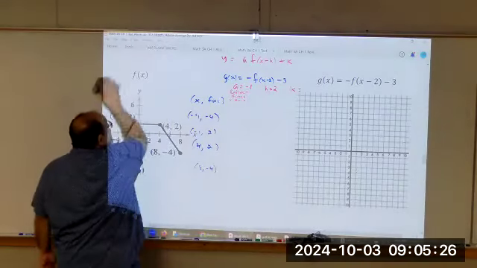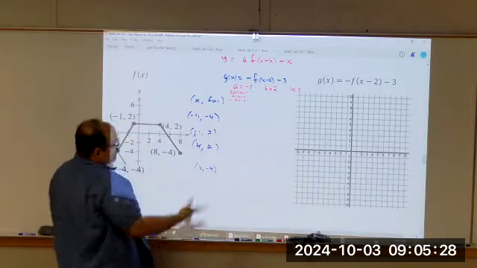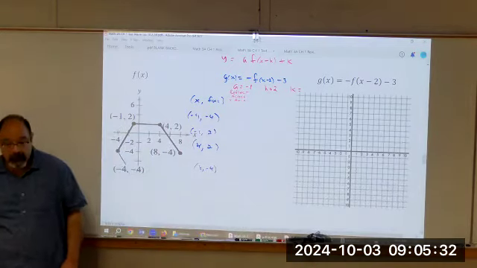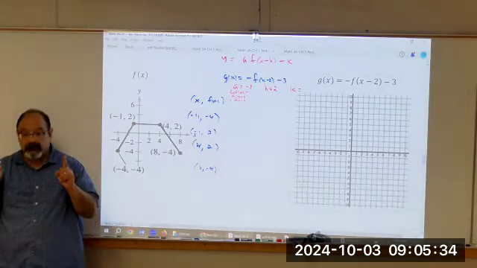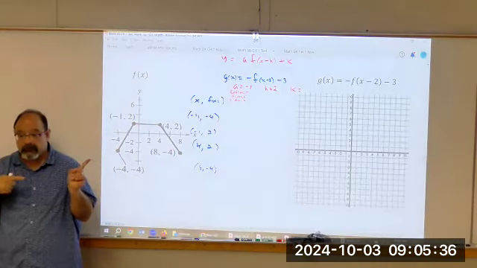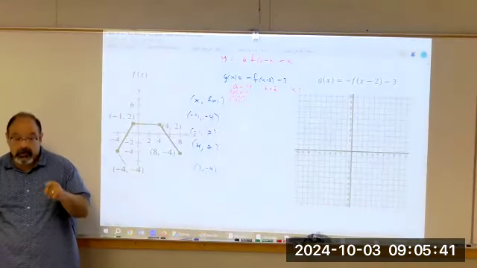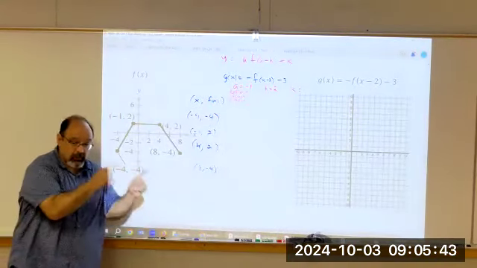So h is +2. Sorry, get away. It's a +2. Positive. That means the graph is going to go left or right. It's going to go to the right. h is a +2, so the horizontal shift is going to go to the right.